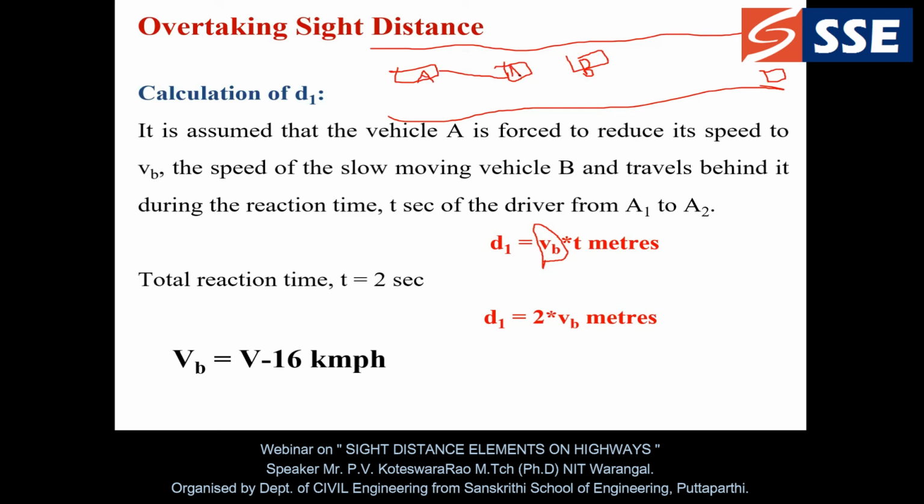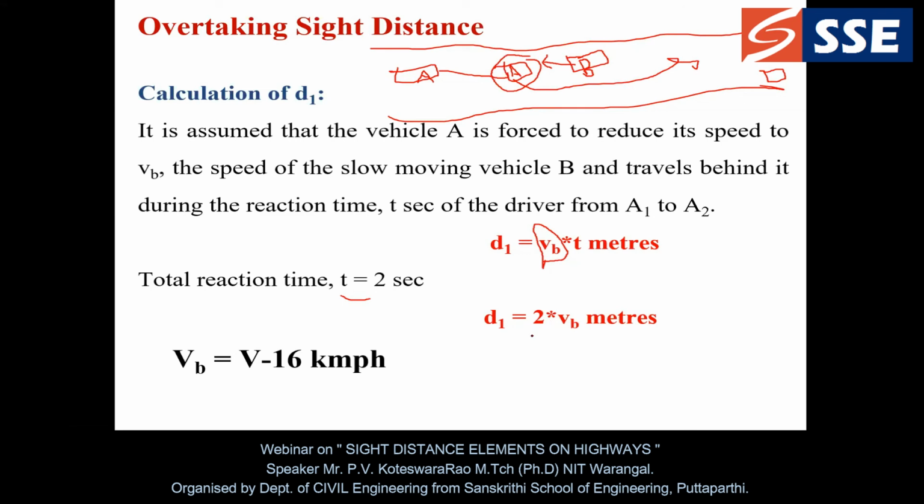What is the answer? In general, before the overtaking process, we will reduce our speed because we are following this vehicle up to a certain distance, then we thought to overtake. Directly by observing the vehicle, we can't overtake. We will follow a certain distance, it may be a minimum distance, then only we think to overtake. So the velocity has to be taken similar to the velocity of the second vehicle, that is the overtaken vehicle. In general, the reaction time for this one is 2 seconds. So D1 is going to be 2 times VB.